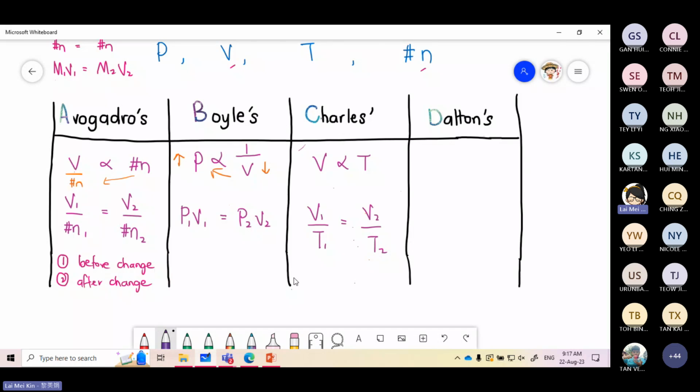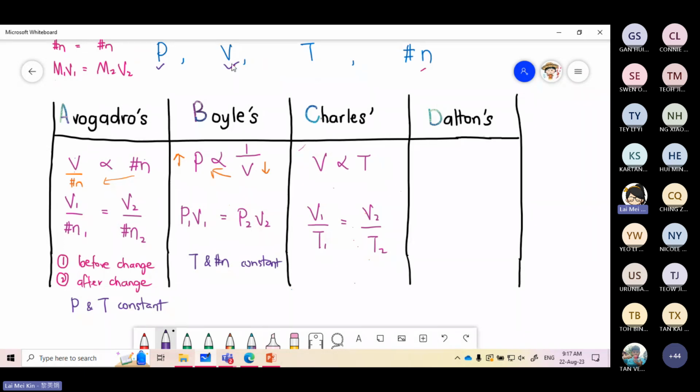To complete this table, remember, if I talk about volume and number of mole, what must be constant? Yes, pressure and temperature constant. If I talk about pressure and volume, the ones that are constant are temperature and number of mole. Constant means cannot change. Before, the temperature and number of mole must be the same. After, the temperature and number of mole must be the same. That's what constant means.